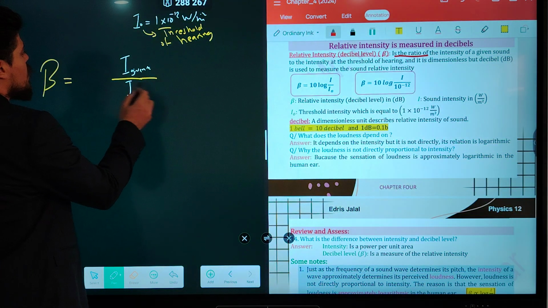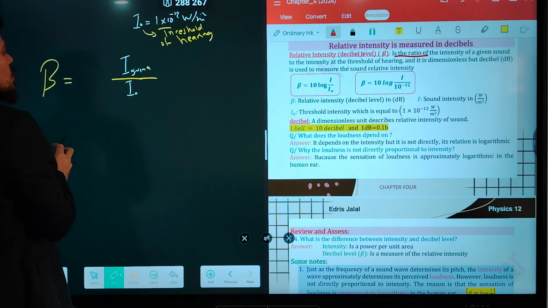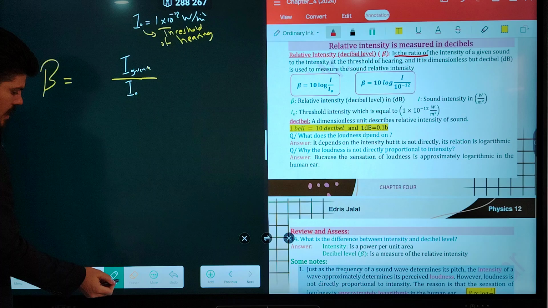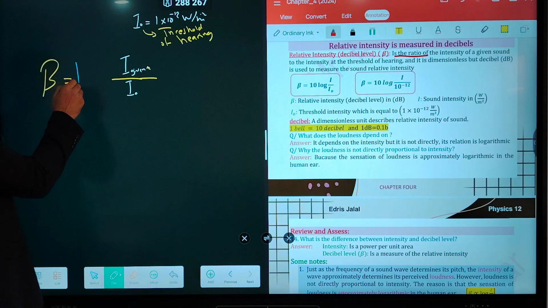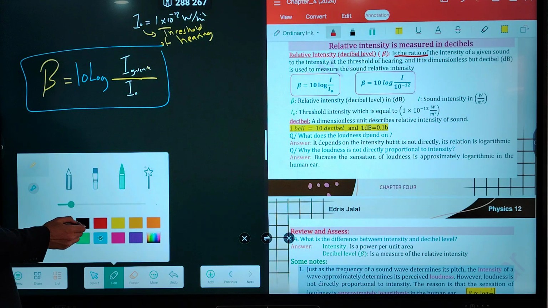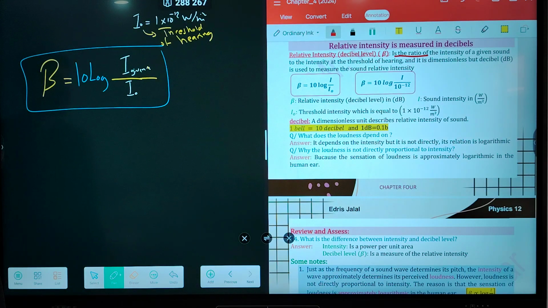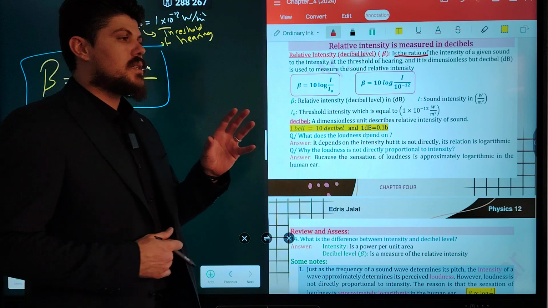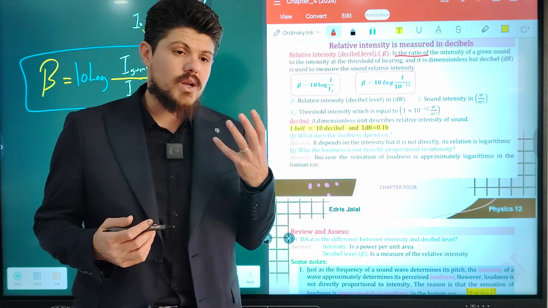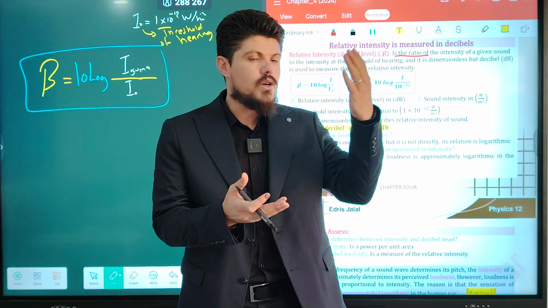Relative intensity is the ratio of the intensity of a given sound to the intensity at threshold of hearing. But the relation between relative intensity and the intensity of sound is logarithmic. Guys, pay close attention. 10 logarithm. This is the equation of relative intensity. Once again, guys, listen carefully. Decibel level or relative intensity is the ratio of the intensity of a given sound to the intensity at threshold of hearing, I over I naught.